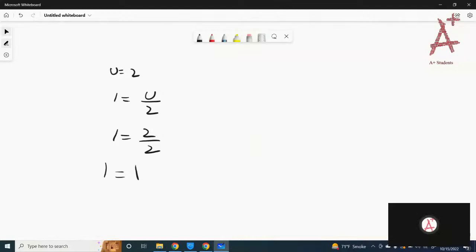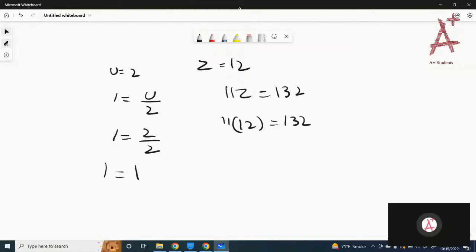Okay, the next one is z equals 12. Is it a solution to this equation, and the equation is 11z equals 132. Replace the z with the value. It is 11 times 12 equals 132. So 11 times 12 is 132. Both sides of the equation are equal. That means yes, z equals 12 is the solution of the equation. Got it? So the answer is yes.